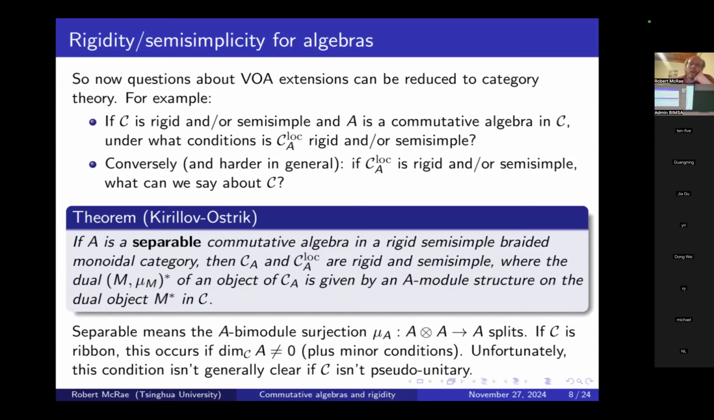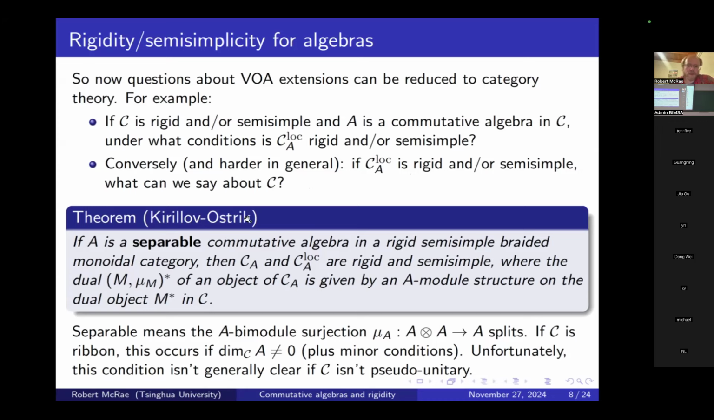And the main problems I want to think about in this talk are the rigidity and semi-simplicity problems. So if C is rigid, then what about C_A local? Is that also rigid? Or if C is semi-simple, is C_A local semi-simple? And then maybe the converse and harder direction: if C_A local is rigid or semi-simple, then what about C? Is C also rigid or semi-simple? Or under what conditions could that be true?